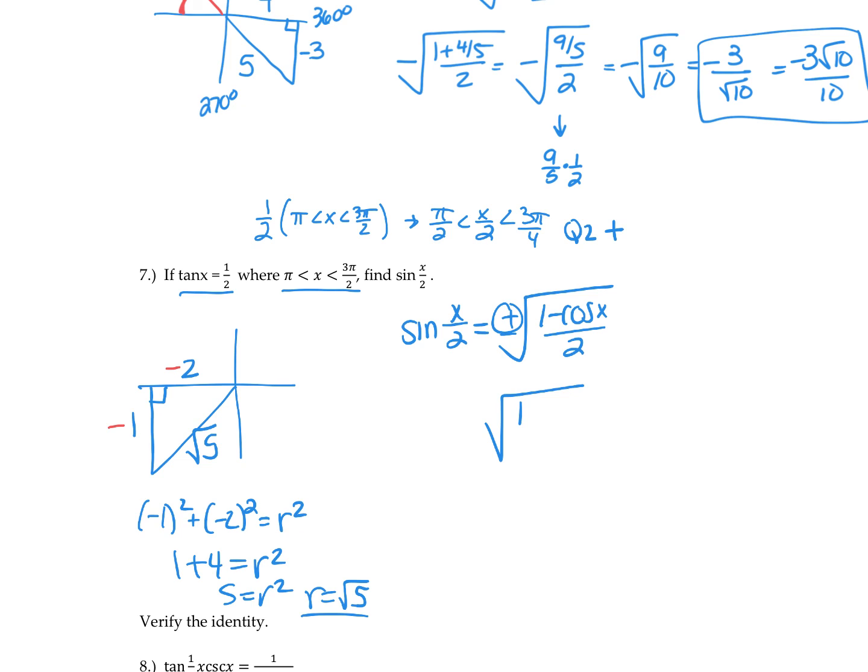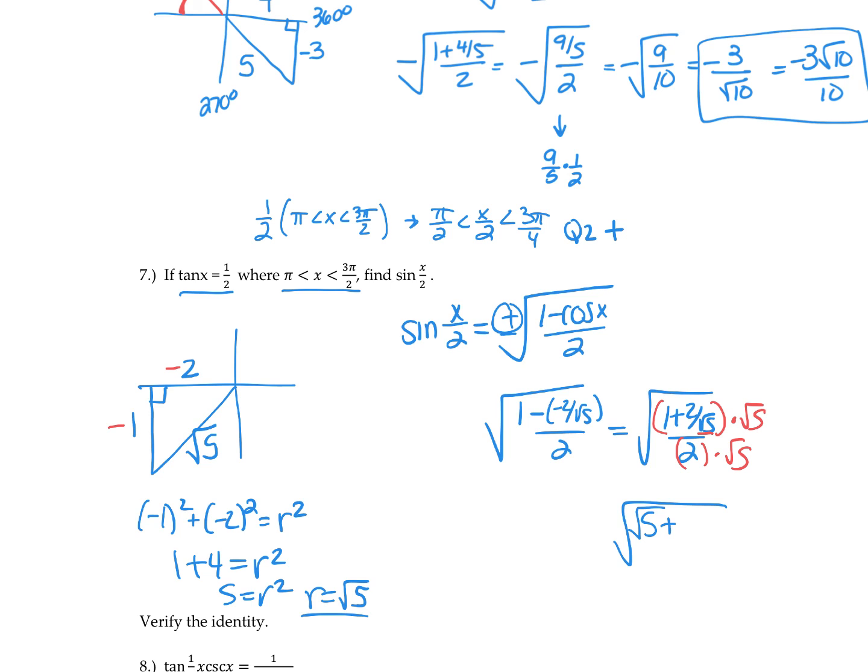So I'm going to have 1 minus, well, the cosine of x would be -2 over root 5. So I'm going to have 1 plus 2 over root 5, over 2. Now, I want to get rid of this fraction in the top, so I'm going to multiply by what's in the denominator, which is a root 5. So I'm going to have 5 root 5 plus 2 all over 2 root 5 as my final answer.